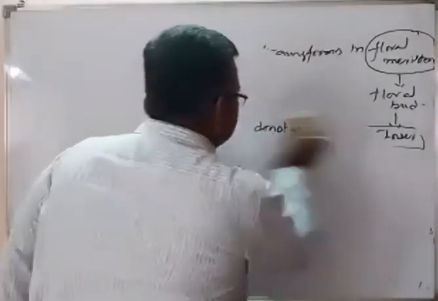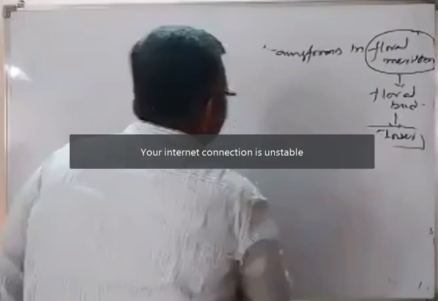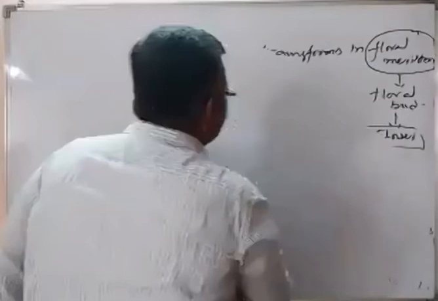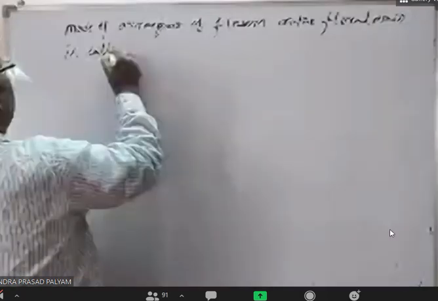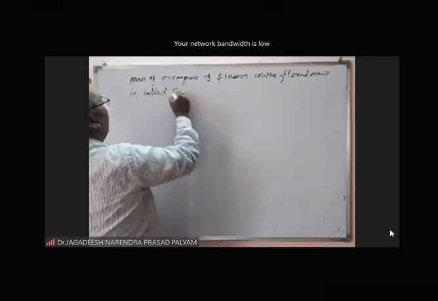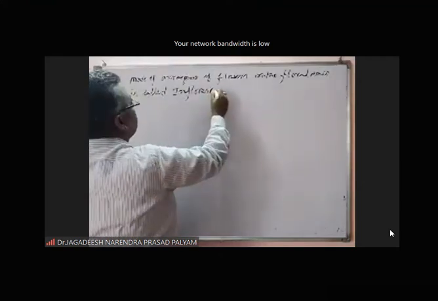Now this is what you can see the formation of a flower. Then the most important aspect is the mode of arrangement of flowers on the floral axis. Mode of arrangement of flowers on the floral axis is called inflorescence. So inflorescence is the mode of arrangement of flowers.